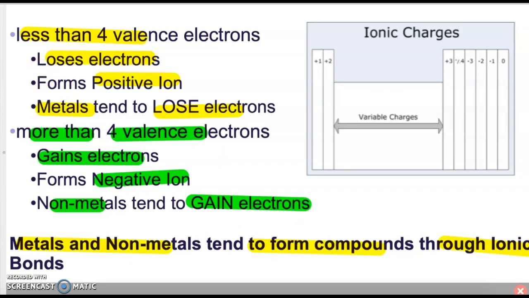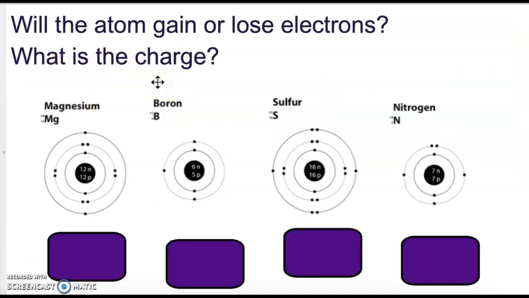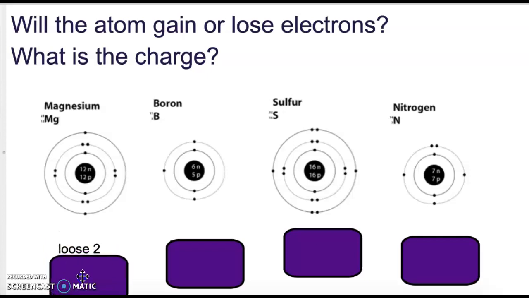All right, so let's continue reviewing. So if you were to look at your periodic table and guess before I give you the answer, magnesium, how many electrons would magnesium lose or gain? And then what would its charge be, positive or negative? So if you look at magnesium, you can see the outer orbit has 2 electrons. So is it going to gain or lose? It's going to lose 2 electrons, and because it's losing 2 electrons, it's going to become positive.